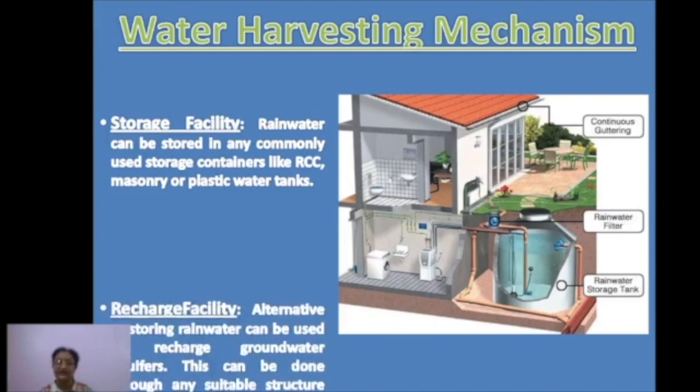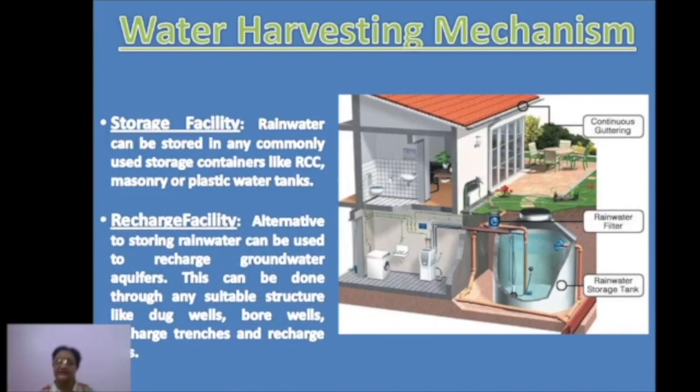Next is the storage facility. Rainwater can be stored in any commonly used storage container, like a tank, a plastic tank or RCC masonry, or any big container. So wherever the water is stored, that is called the storage facility, the third step.